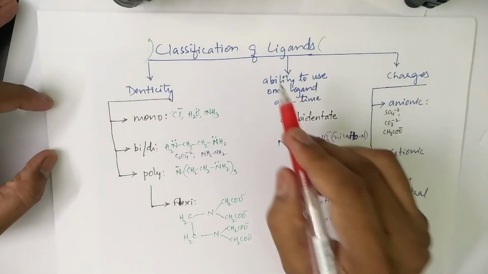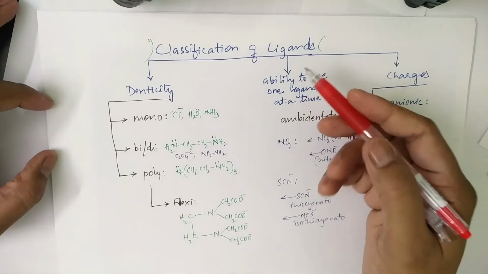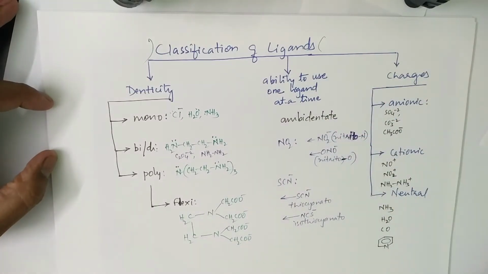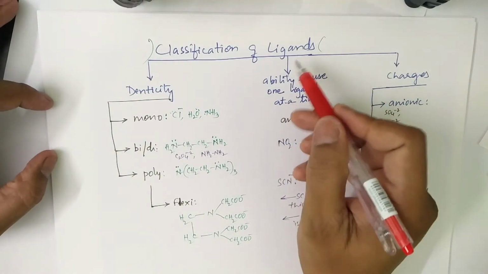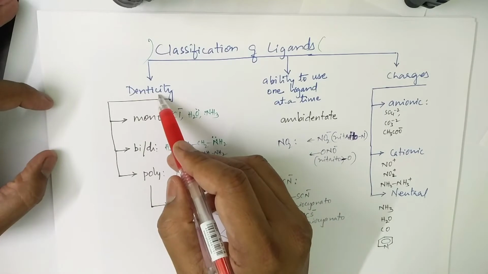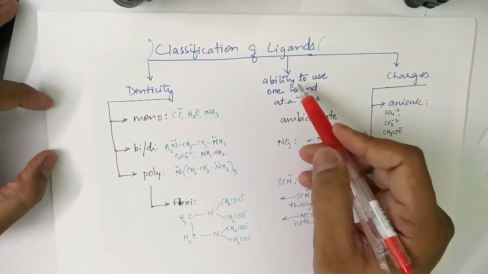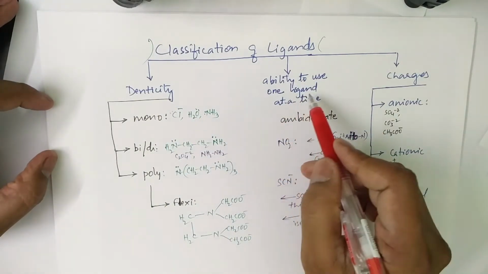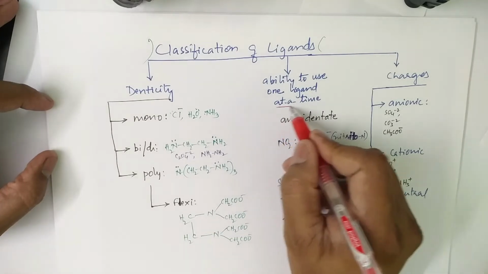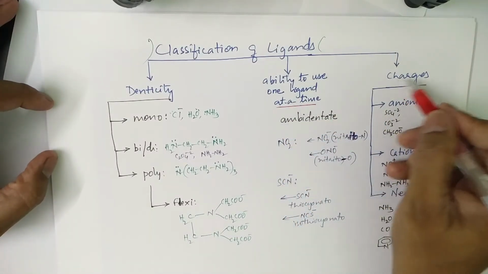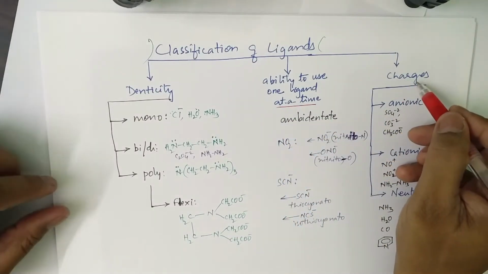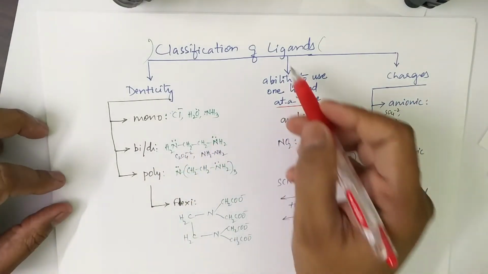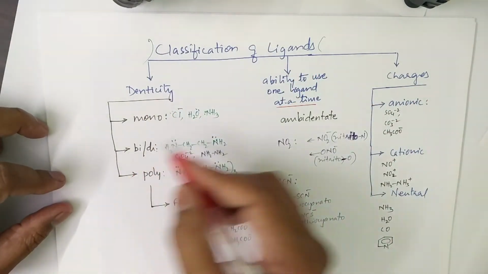Now let us look at the classification of ligands, or you can call it types of ligands also. Ligands can be classified based on denticity, ability to use one donor atom at a time, and on charges. Let's go for the first one: classification of ligands based on denticity.